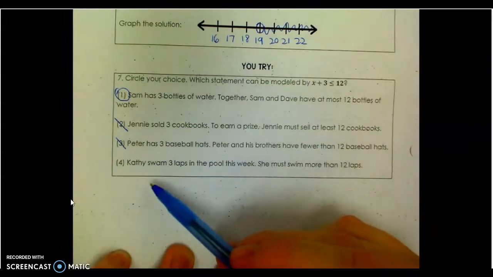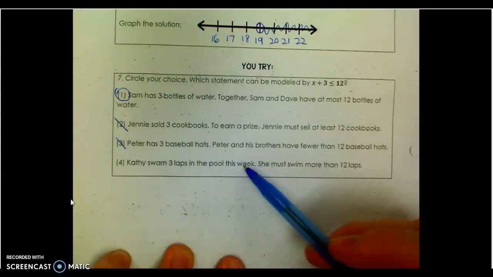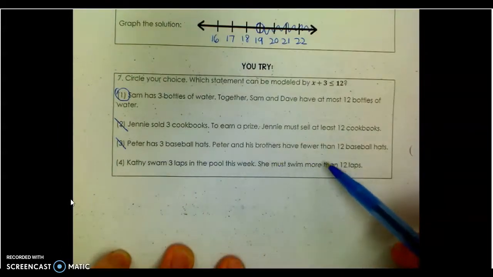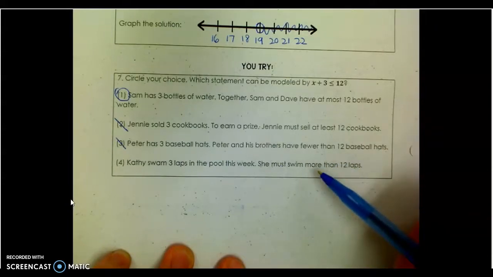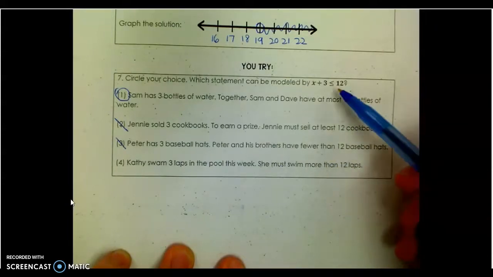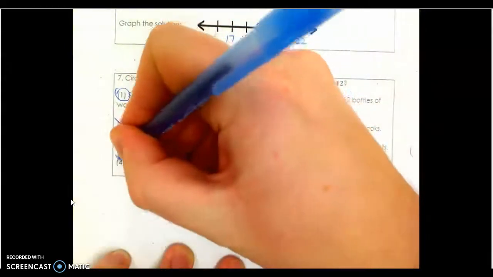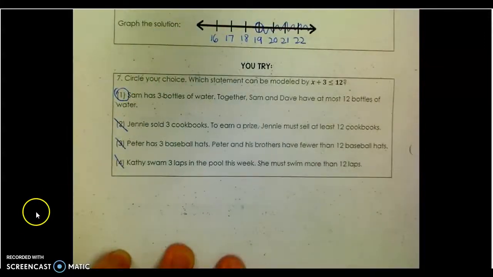And number 4, Kathy swam 3 laps in a pool this week. She must swim more than 12 laps. Well, that means it has to be greater than 12. I have a less than or equal to sign, so it can't be 4. There you have it. 1 is your answer.